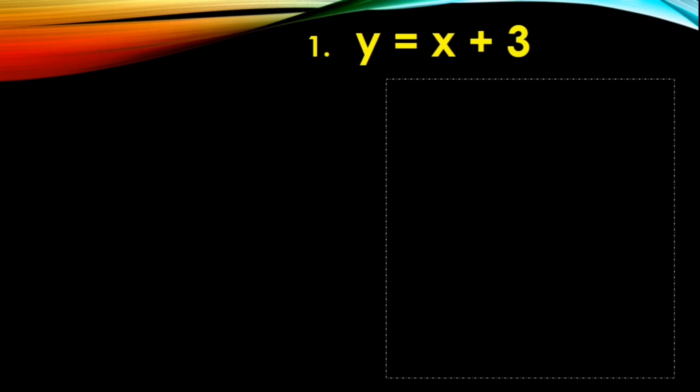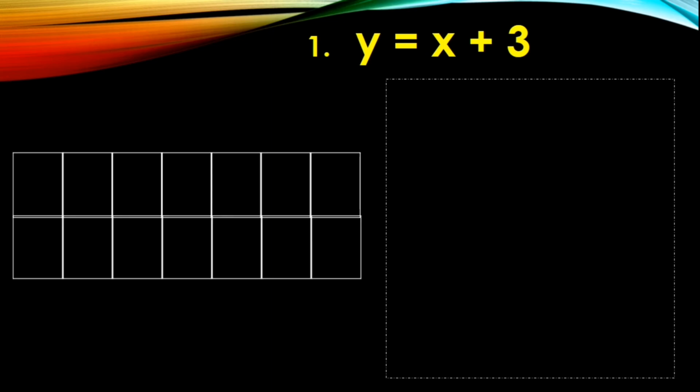y is equal to x plus 3. So we have here the table of values, x, and then we have here y. So x ranges from -2 to 3. So we have -2, -1, 0, 1, 2, 3.